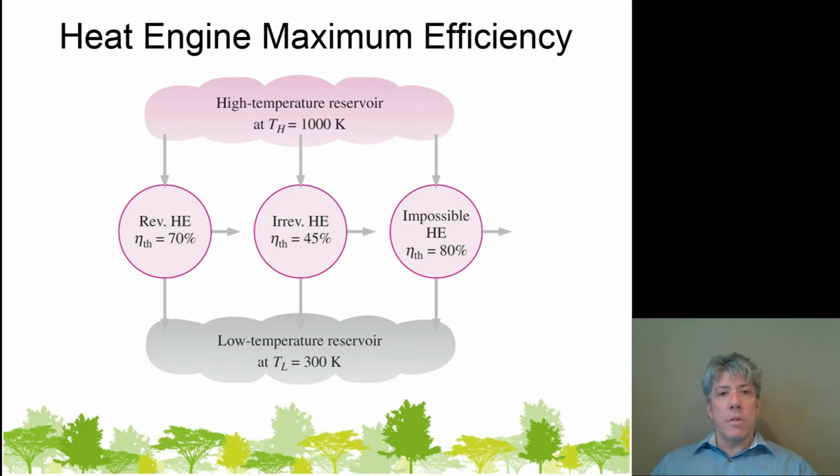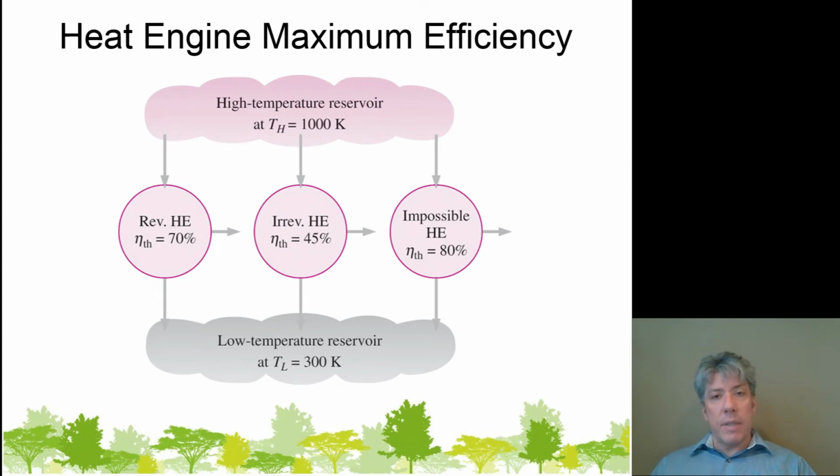So heat engines' maximum efficiency can simply be calculated by taking 1 minus the ratio of the temperatures across the heat engine. So if we have a low temperature reservoir at 300 Kelvin and a high temperature reservoir at 1000, a reversible heat engine would have an efficiency of 70%, because 1 minus 300 over 1000 is 70%. Irreversible heat engines will have lower efficiencies than those, and it would be impossible to make a heat engine with a higher efficiency between these two limits. It simply can't be done.